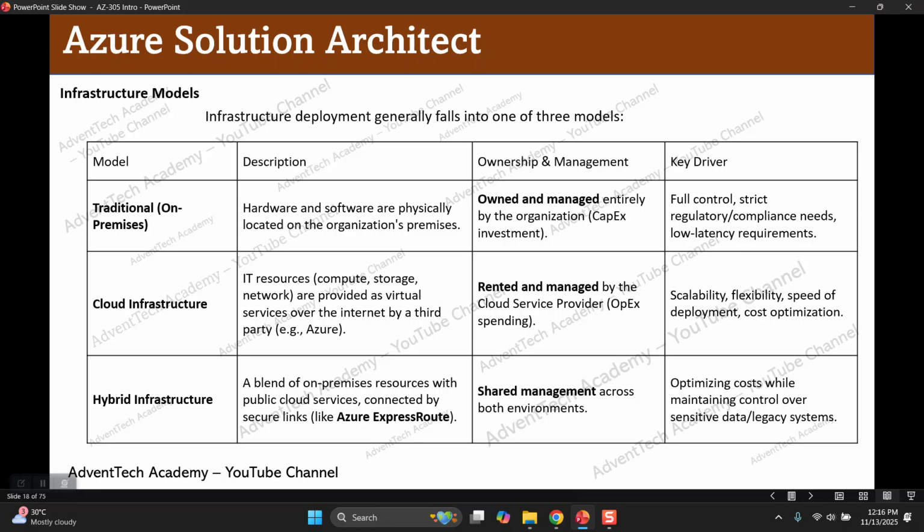This on-premises infrastructure is owned and managed by the organization. Organizations spend a huge amount of money, like 10 lakh, 20 lakhs, to set up on-premises infrastructures. In the on-premises infrastructures, the IT team within the organization has full control. There will be a strict regulatory or compliance need.